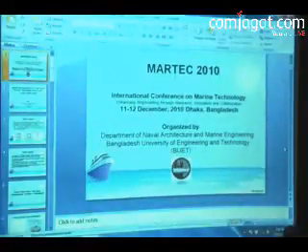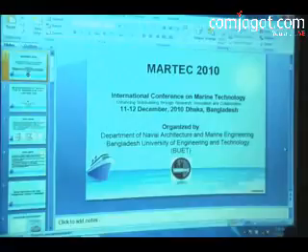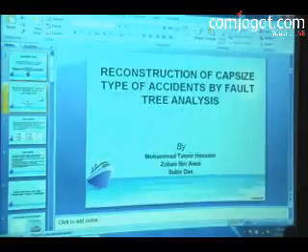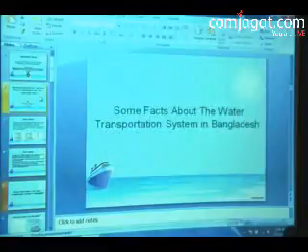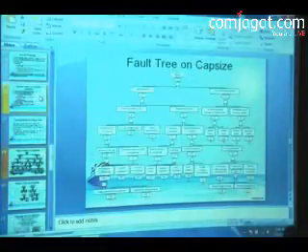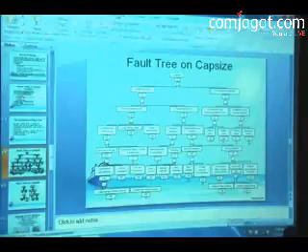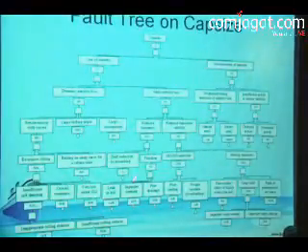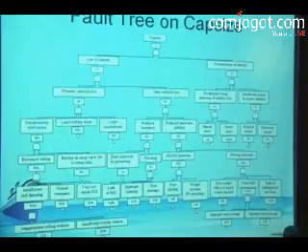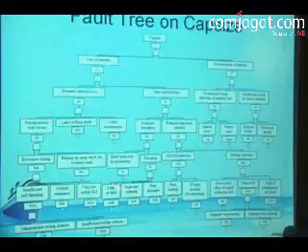I told about the flooding here. It is caused by a leak in the hull, or improper opening. The engine room can be flooded due to improper opening, and if the drainage system is poor, then we can't remove the water.